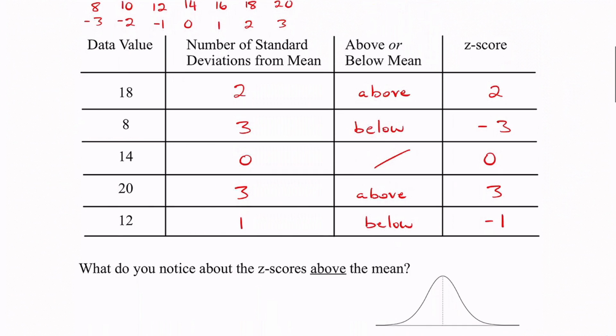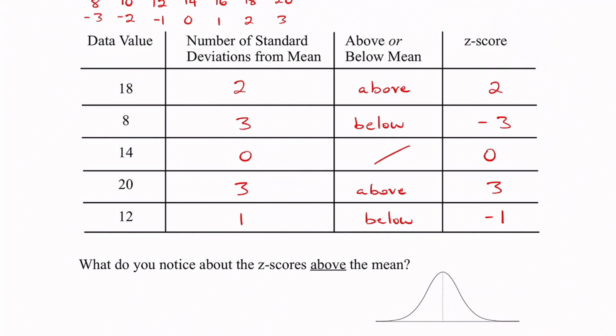Next, we've got this question here. It says, what do you notice about the Z-scores above the mean? All the ones that were above, like this one, we got 2. This one was above, we got 3. What do you notice about all of those Z-scores? When I look at those, I see that they are all positive. So let's write that. They are all positive.